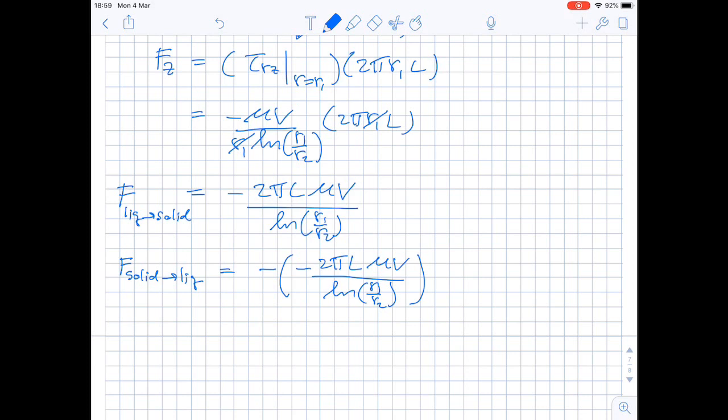But the problem asks for the force that we, the human, have to act on the wire. So the force on the wire is supposed to be equal to minus the force of the solid on the liquid. So eventually this should be your answer. If you check, 2 pi L mu are constant, V itself is going in the plus Z direction.